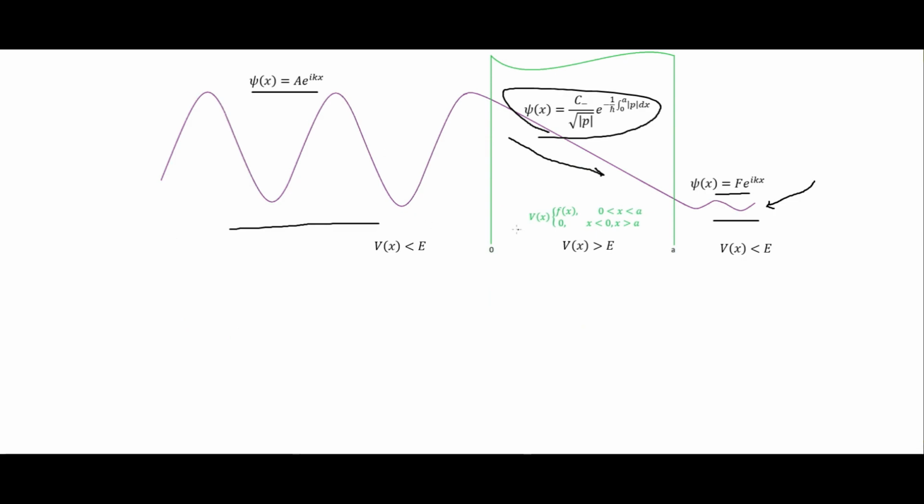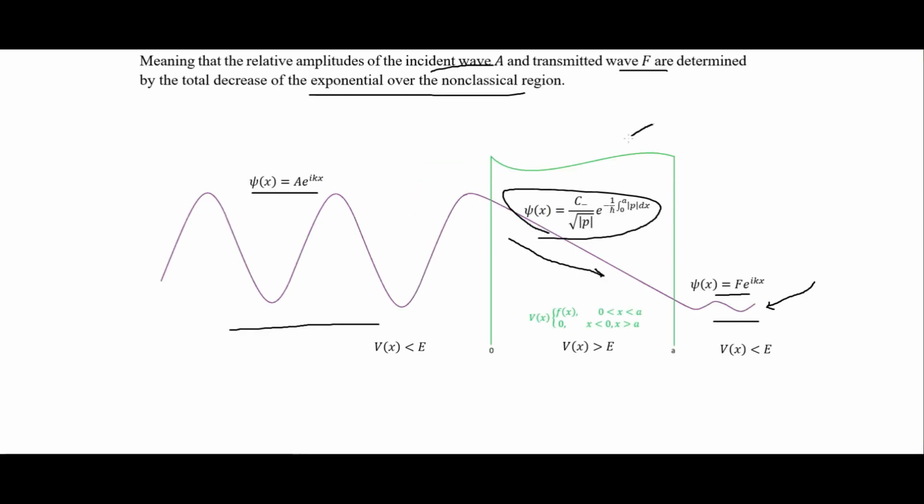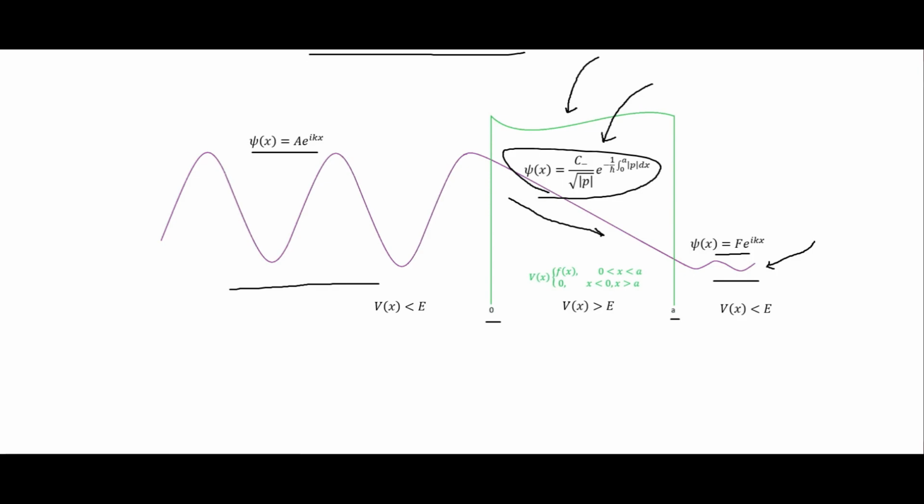And that is determined, like I said, by the exponential decay of our wave function as we go through this potential bump right here, starting from 0 to a. But anyway, that is what we have here for the non-classical region for our wave function.